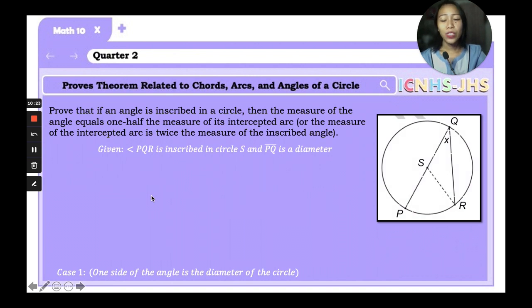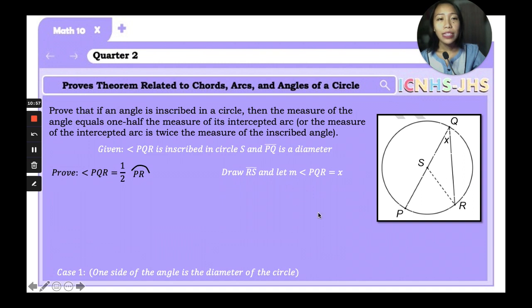So this is case 1. In reference to our illustration, the given is the angle PQR is inscribed in circle S and our segment PQ is a diameter, we need to prove that our angle PQR is equal to half the measure of its intercepted arc, which is the arc PR. Okay, we need to draw our segment RS. In this case, RS is a radius because our circle is S and point R is in the circle. We will need to let the measure of our angle PQR be the value X.